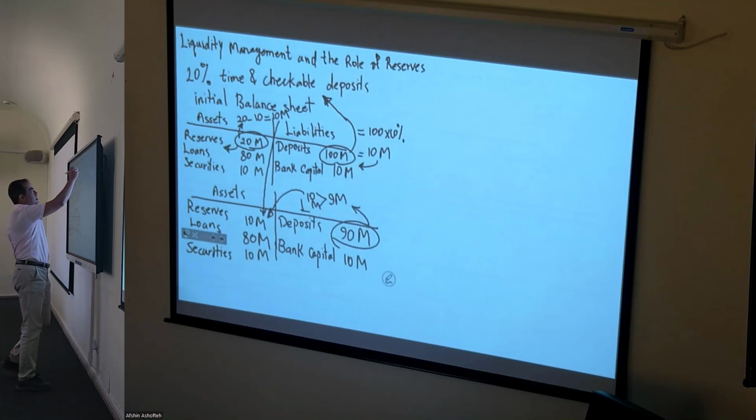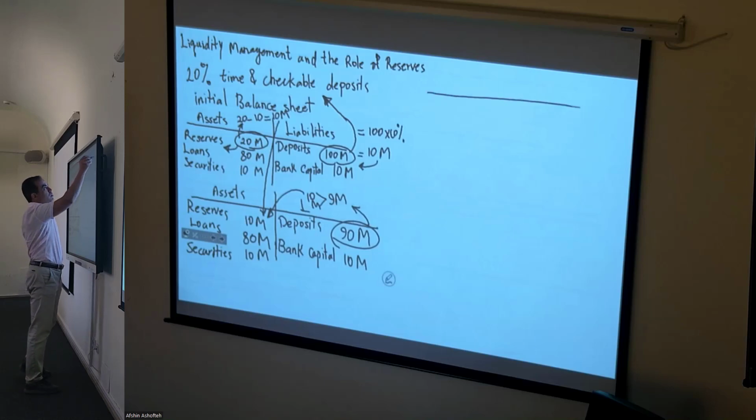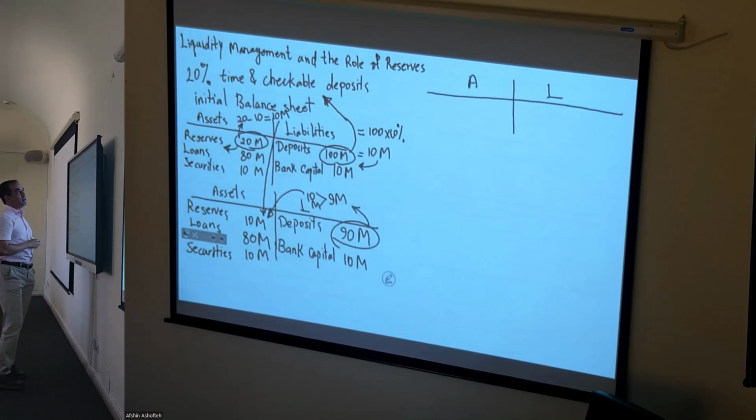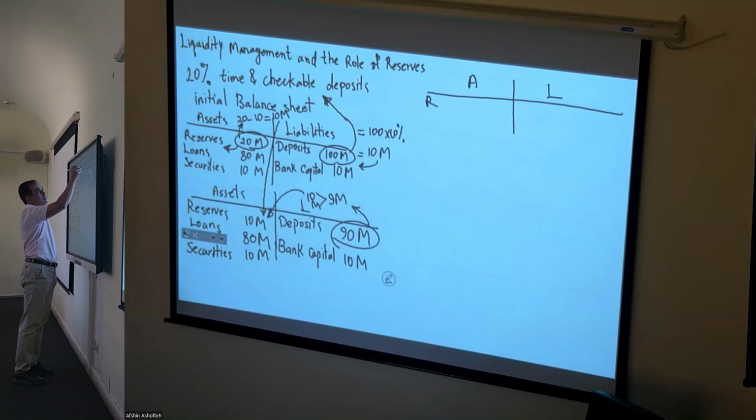But imagine that the situation is not like this. We have the assets here, the liability here, and the bank holds insufficient excess reserves. So the reserves, let's say, is 10 million, the loans 80 million, and the securities again 10 million, okay?